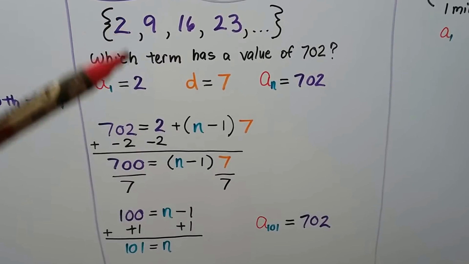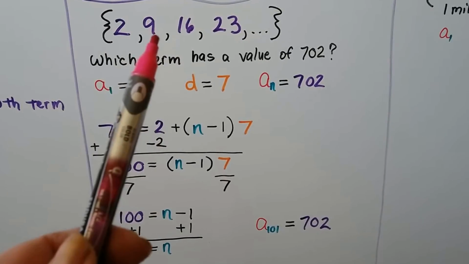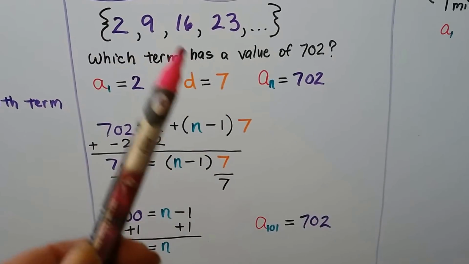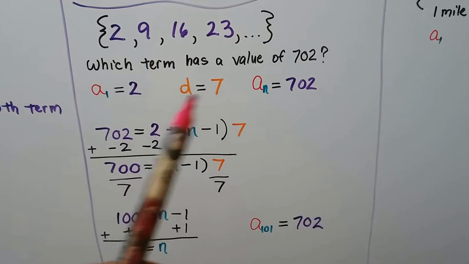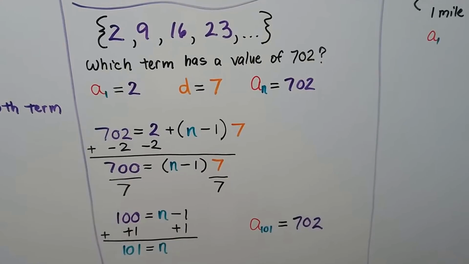We know the first term is 2. We find the common difference. 9 minus 2 is 7. 16 minus 9 is 7. 23 minus 16 is 7. All right, so we know the common difference, d, is 7.